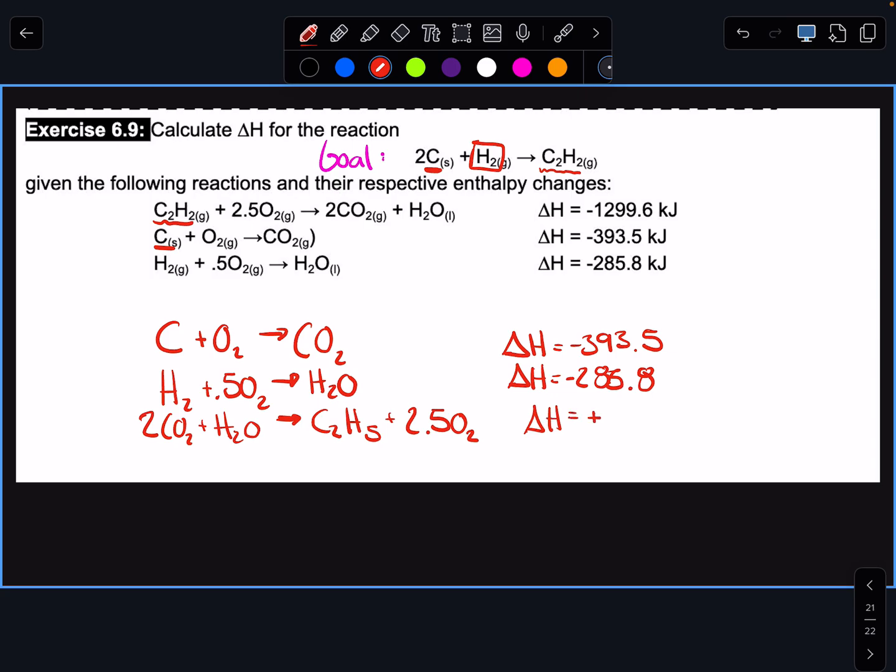Where did H5 come from? Good question, Mason. You know what's so weird? I did the same thing last period. I just really like C2H5, I guess. It's propane, so.